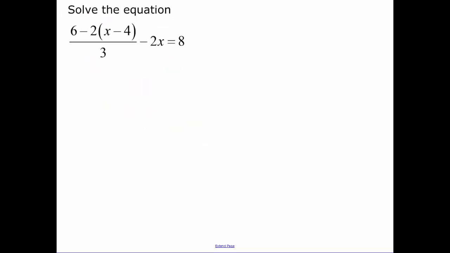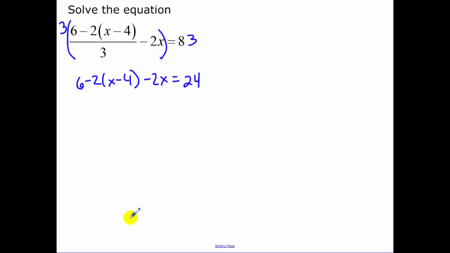Our next example. Now first I'm going to give you guys the most common mistake. The most common mistake is students want to multiply by 3. And when they multiply by 3, they get, what they forget to do is they forget to distribute this 3 to the 2x.